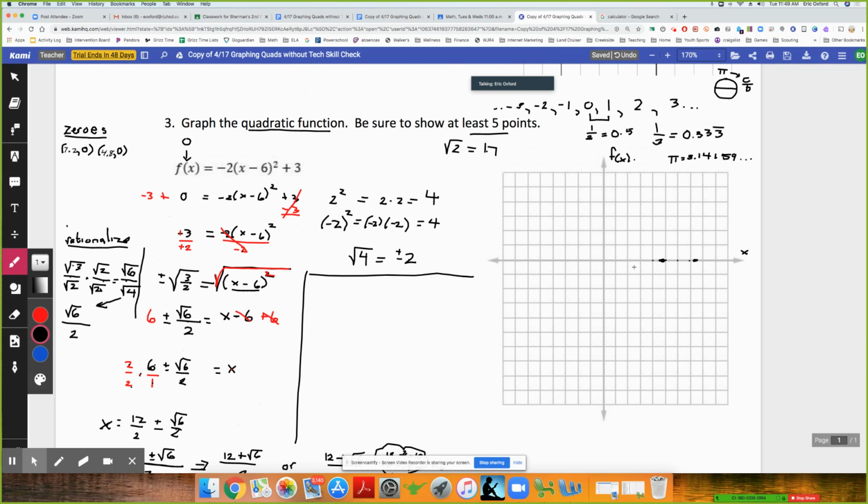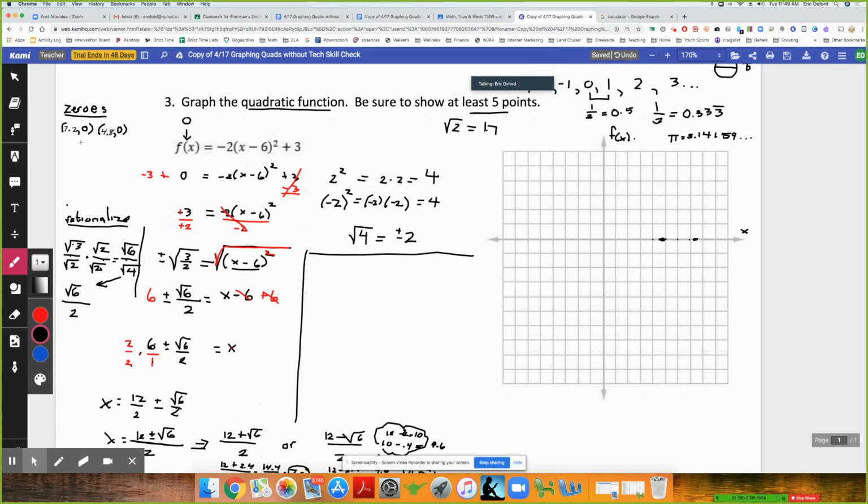Okay, so now we can find a couple of other things. We can find 5 other points. We found the zeros. We can find the vertex next, that would be great. So the vertex. If this equation was in standard form, we could use negative b over 2a. I think that's it. But this thing is not in standard form.